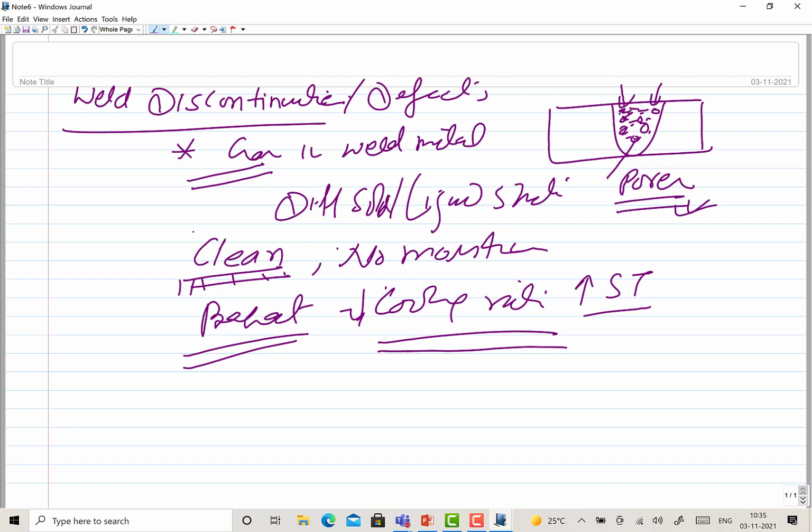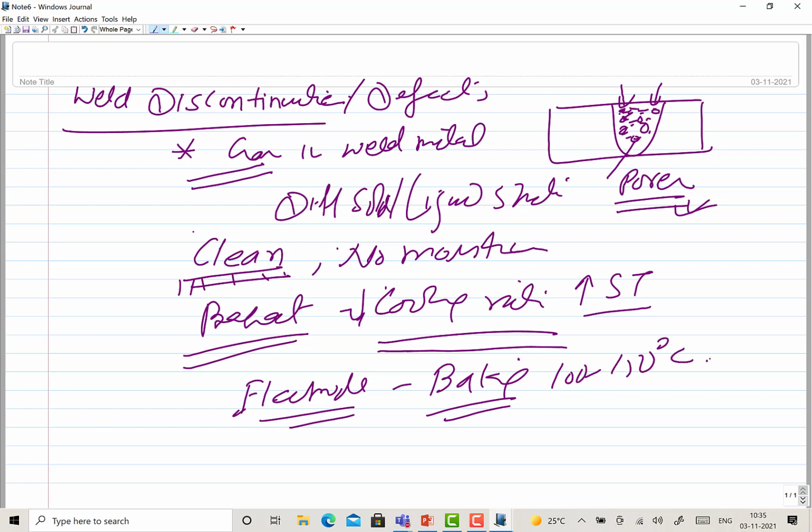Okay. And in shielded metal arc welding processes, the electrode having the fluxes absorbs the moisture. So if you go for proper baking of the electrode, say 100 to 150 degrees centigrade, say for 30 minutes, then all moisture will be driven off and you will get a very clean weld free from the gases. Okay. So porosity is happening due to the entrapment of the gases in the weld metal due to the rapid solidification.